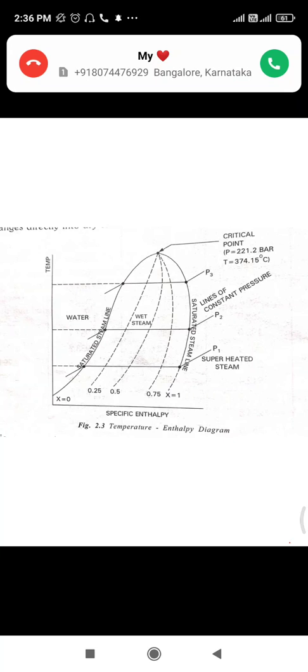To the left of the saturated water line is the liquid phase, nothing but water. The region between the saturated water line and the steam line represents the liquid-vapor phase, nothing but the wet phase. The region to the right of the saturated steam line represents the superheated vapor phase, where the temperature of steam is greater than the saturation temperature corresponding to the given pressure.